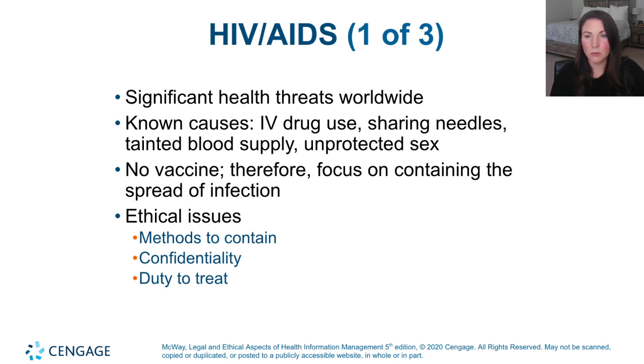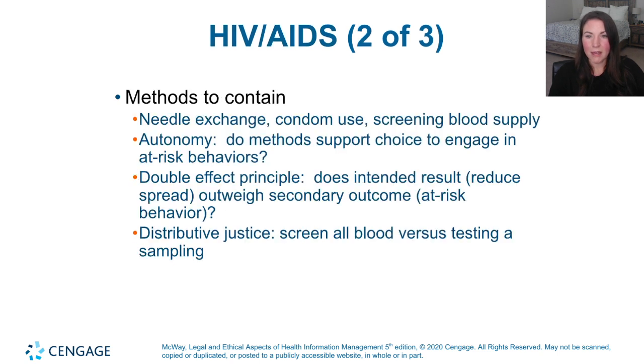Causes of HIV and AIDS would be from drug use, sharing needles, receiving tainted blood in a transfusion, unprotected sex, or any other direct mucus-to-mucus contact. Because there's no vaccine or cure, the focus is on containing the spread of the infection. Ethical issues here: methods to contain, confidentiality, and duty to treat. So, several methods to contain the infection are being used, including clean needle exchange programs for drug users, screening of blood supplies, and promoting abstinence and using condoms.